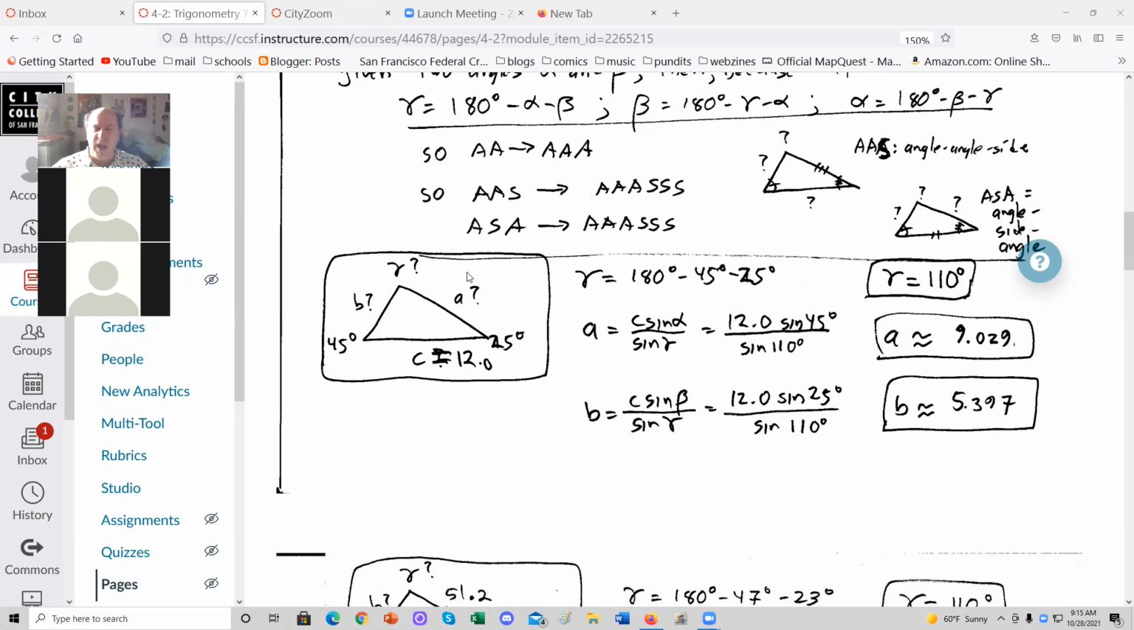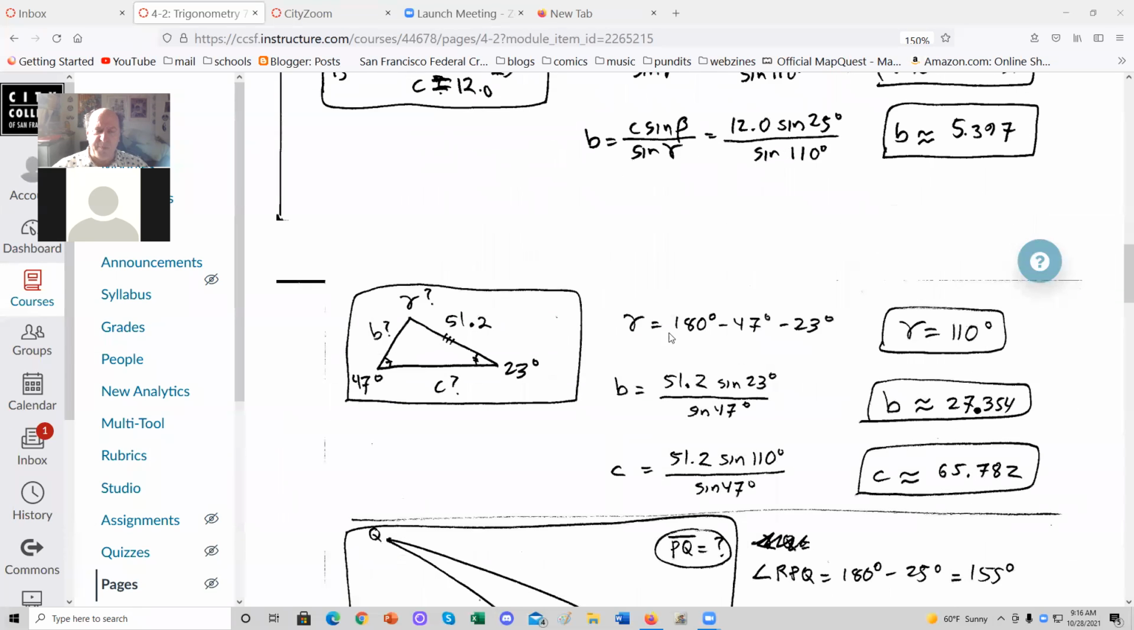Now, side A is C sine alpha over sine gamma. Remember, C over sine gamma transposes sine alpha. Plug in the numbers, 12.0 sine 45 over sine 110. It'll be about 9.029. Side B, remember C over sine gamma transposes sine beta. C sine beta over sine gamma. And the numbers 12.0 sine 25 degrees over sine 110. B is about 5.397. So this was an angle side angle problem.